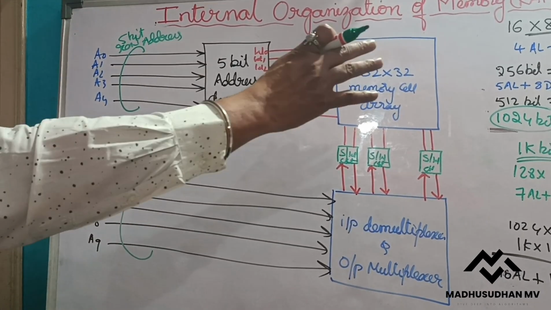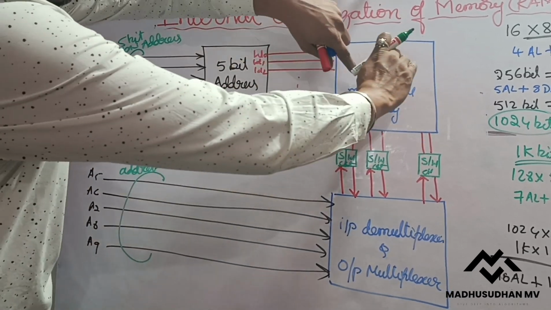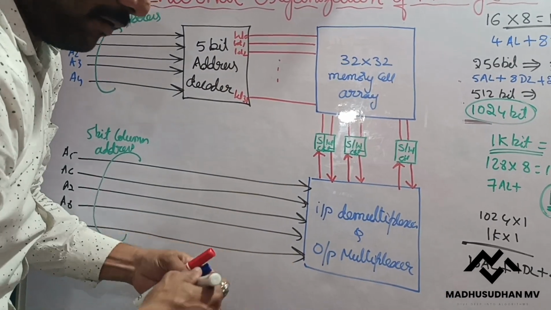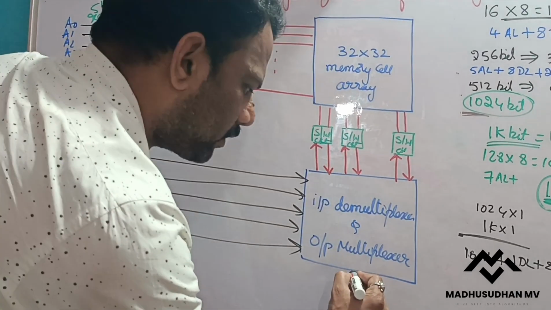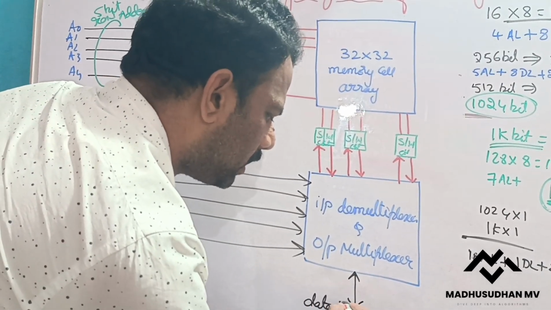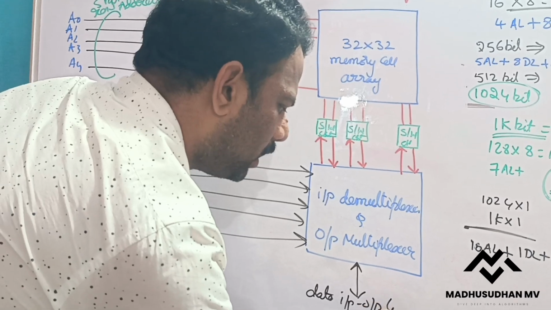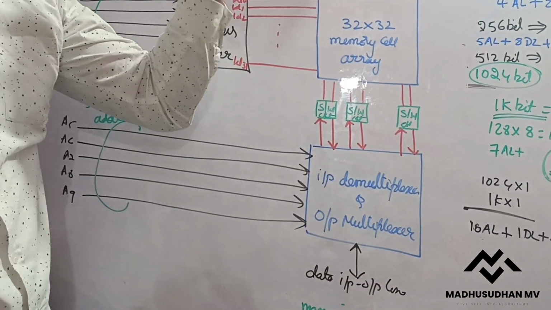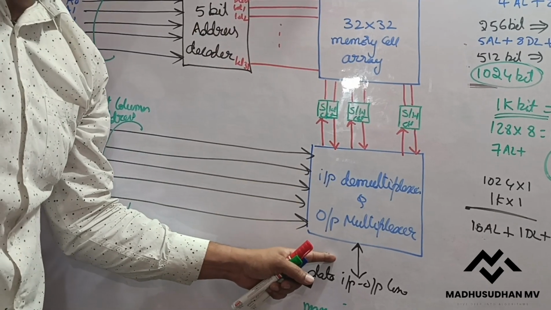Now assume I select some 10 bits. This will select any one row and this will select one column. Whatever column I get, I will get from this data input output line. That is only one data line. Earlier I used 8 data lines. Now I am using only one data line.